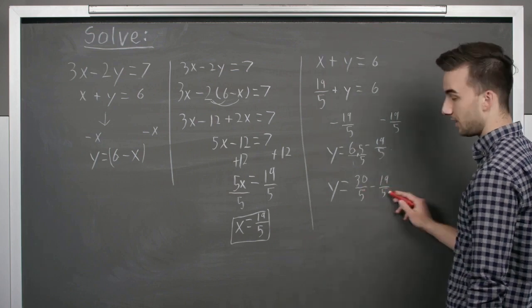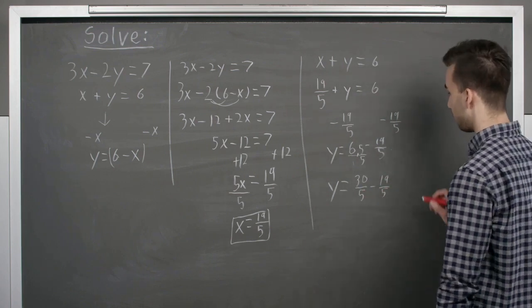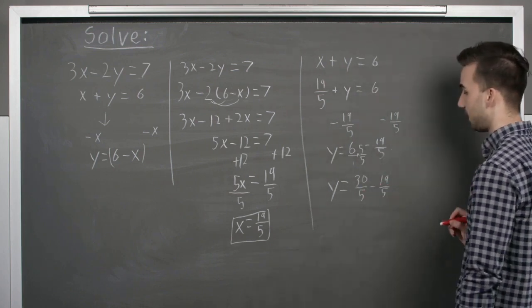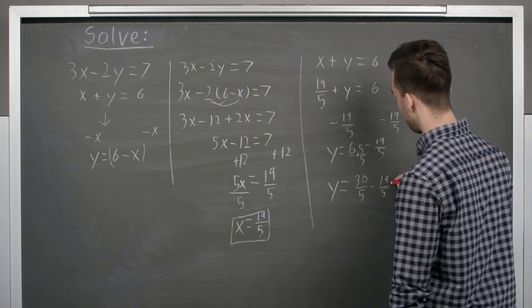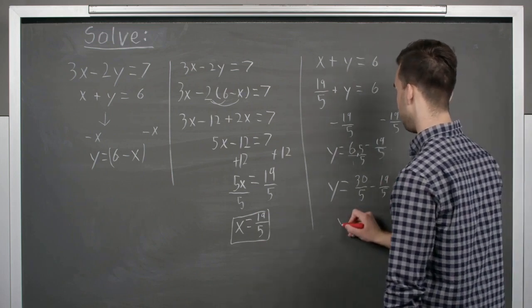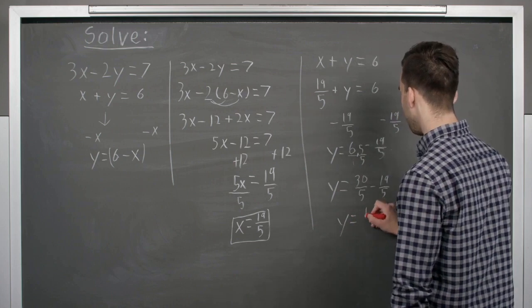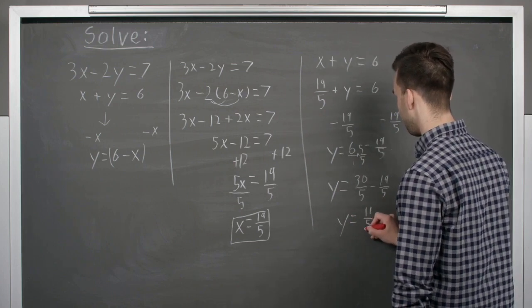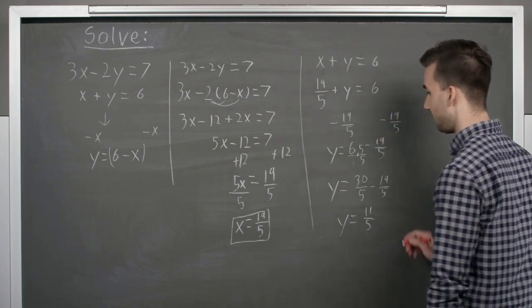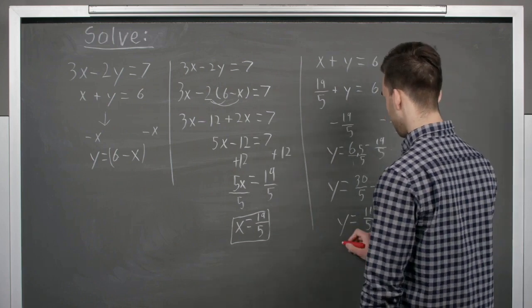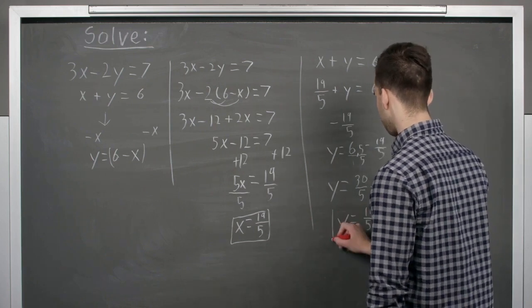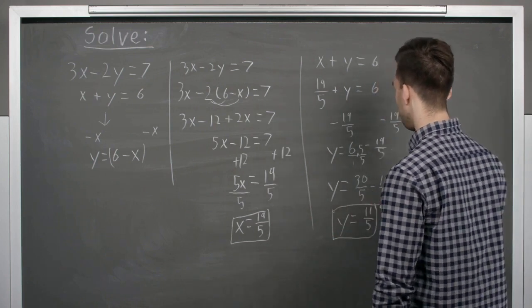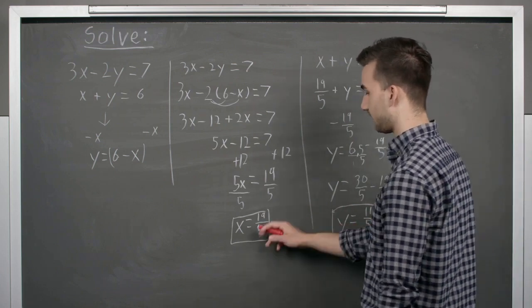So now we can subtract these fractions from each other. So what's 30 minus 19? That is 11. So y is equal to 11 over 5. And that's our solution. And we have our x here. So we have our solution for x and y.